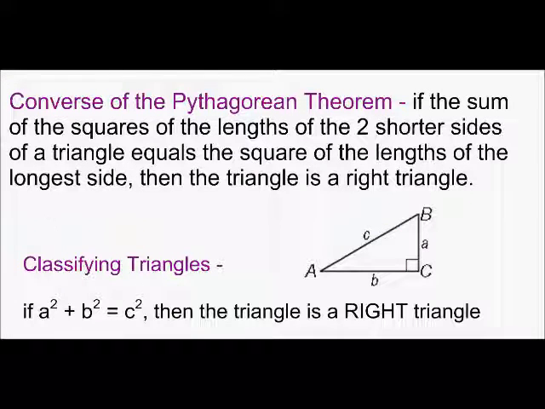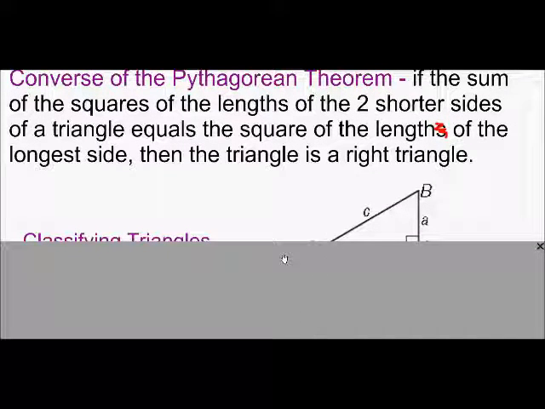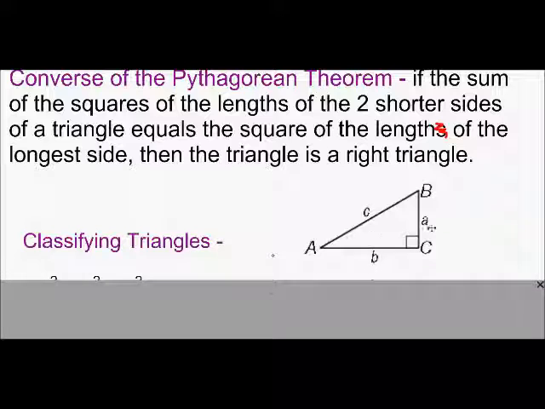Okay, the converse of the Pythagorean theorem just works in the opposite direction. Well, kind of. It says if the sum of the squares of the lengths of the two shorter sides equals the square of the length of the longest side, then you have a right triangle. So basically, if you can say a squared plus b squared equals c squared, you know it's a right triangle.